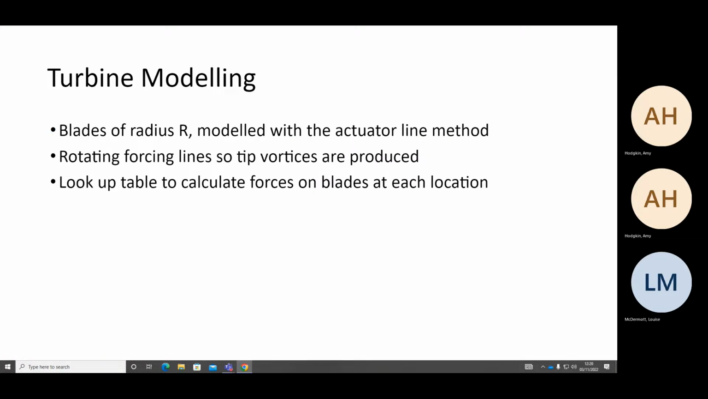Our turbine is modeled with an actuator line method. So instead of fully resolving the blades of the turbine, which would be incredibly expensive, especially because it's a moving structure, we'd have to be meshing or adding things to deal with that. We have rotating forcing lines, basically. So we can still get tip vortices coming off the rotating lines. And as the lines rotate, we have a lookup table to calculate the forces on the blade. And then these forces are just added as a term in our momentum equation.